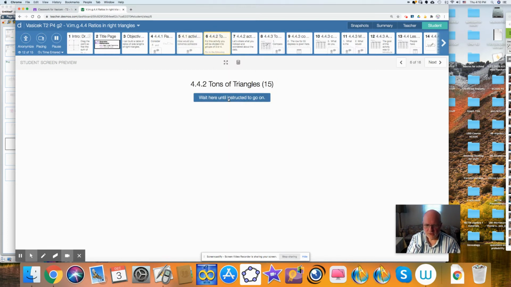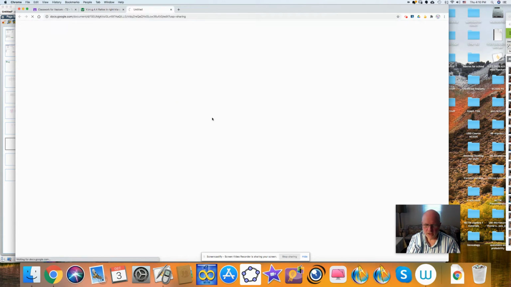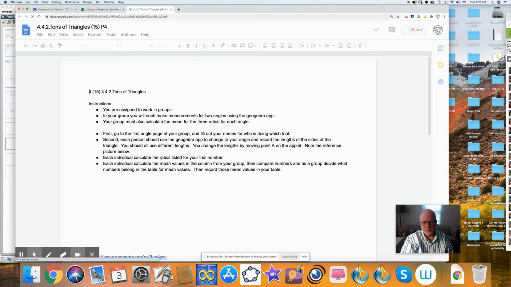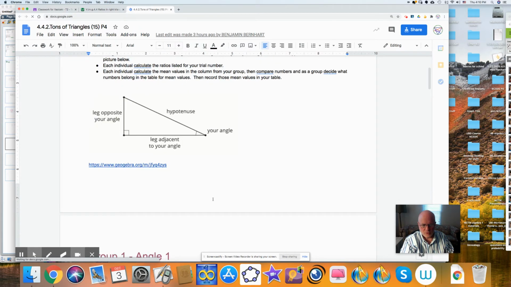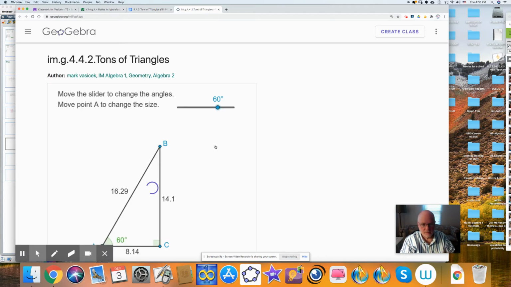For this activity, Tons of Triangles, we had some instructions. We had to go to this document, and in this document, there were several instructions. If you read these carefully, you'll understand what's going on. You're to work in groups and use this applet. Now this applet, I can't see what you're doing while you're doing it, but I can imitate it.